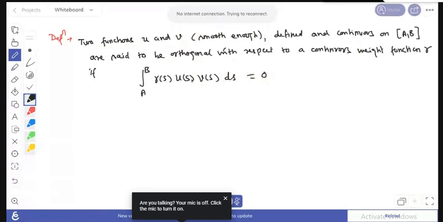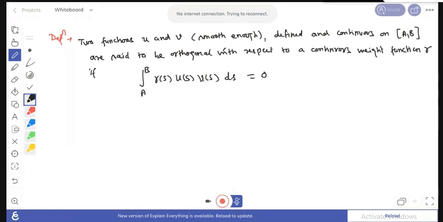And if there is no weight function, so if we take the weight function to be 1, then these two are orthogonal if the integral from a to b of u times v equals 0. Okay, so this means these two are orthogonal, and orthogonal with respect to any weight function, where we multiply by that weight. So here is the definition.